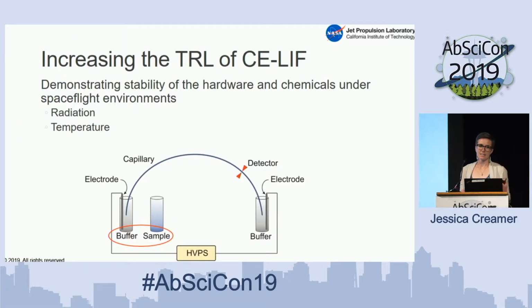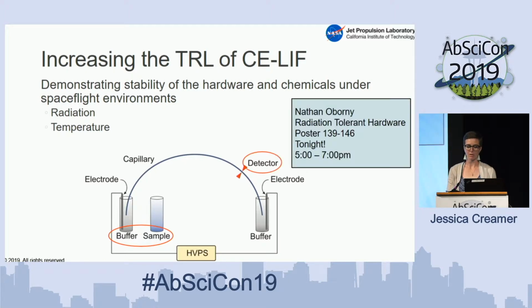ELSA didn't get selected this time, but I think there will be a second proposal because I think it's a really important mission. In order to get ready for the next proposal, we've been demonstrating the stability of the hardware and the chemicals under spaceflight conditions in order to increase the TRL, or technology readiness level, of this technique. I've been focusing more on the chemical side of things, but if you're interested in hardware, go see Nathan O'Borney's poster tonight. He's going to talk about making radiation-tolerant hardware specifically for the detection side of things.